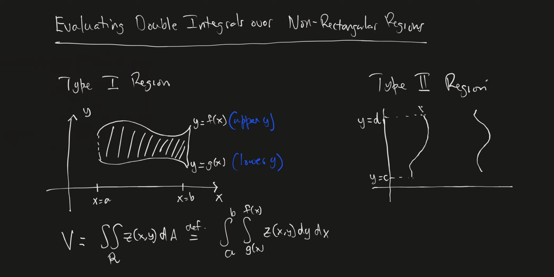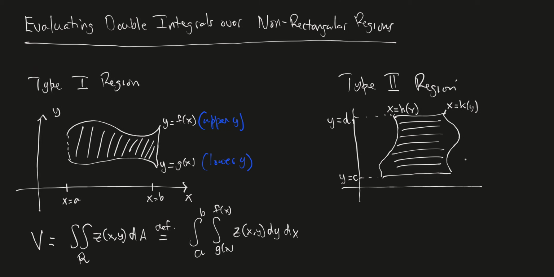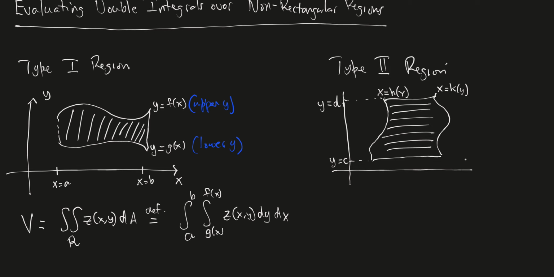So let's say this is x equals h of y, and this is x equals k of y, and the region again is between these two curves, like this. And that's our non-rectangular region. Remember, this is just the base of our solid. And the question is, how would we set up a double integral in this case?